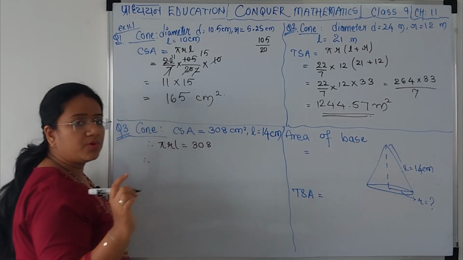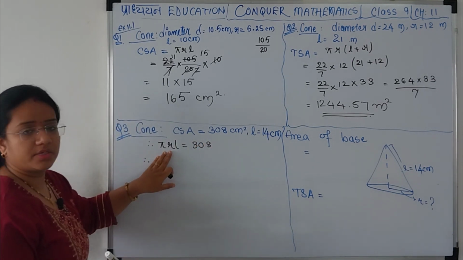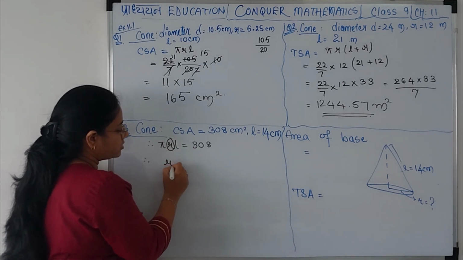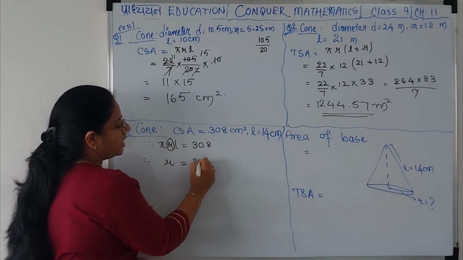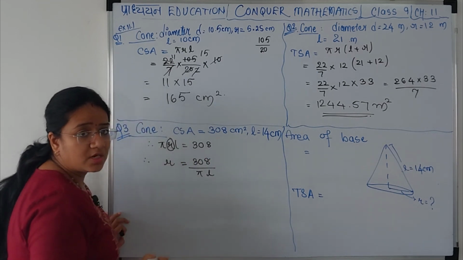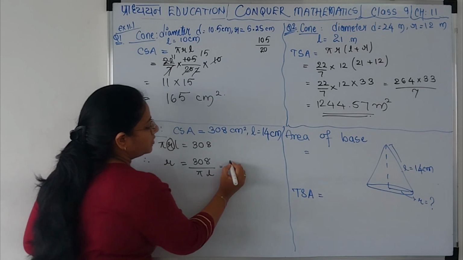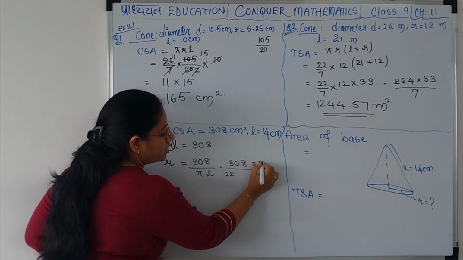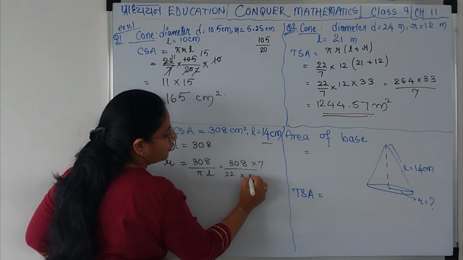Correct. Now take my word. Don't place the values here itself. Whatever you have to find, you are missing out on the radius. So write r on one side. Take everything else on the other side and then place the values. This will give you 308 upon pi, which is 22 by 7, and l is 14.